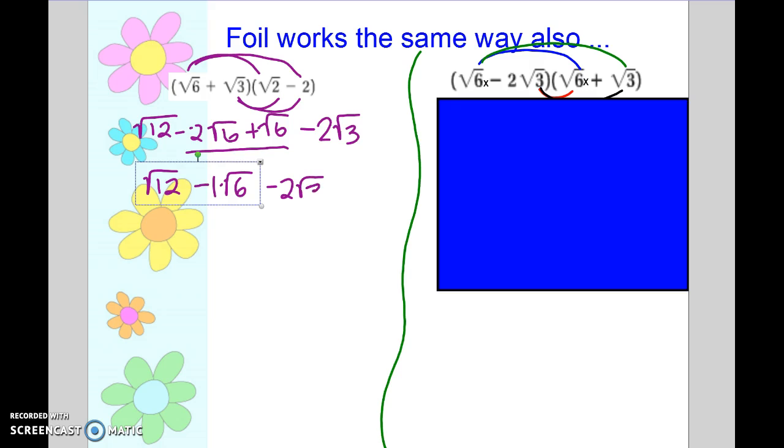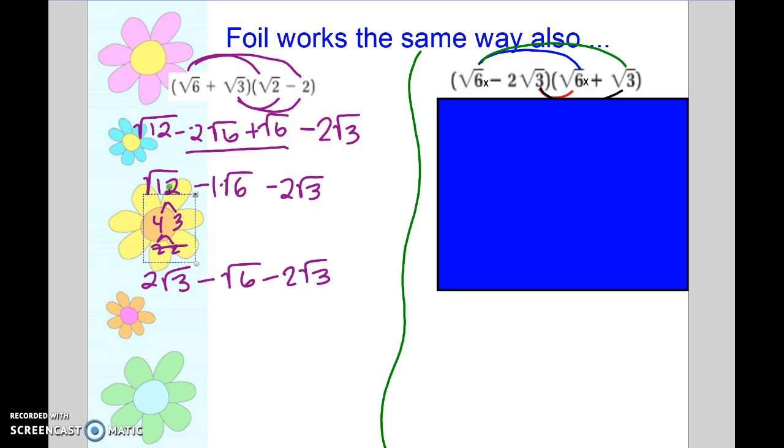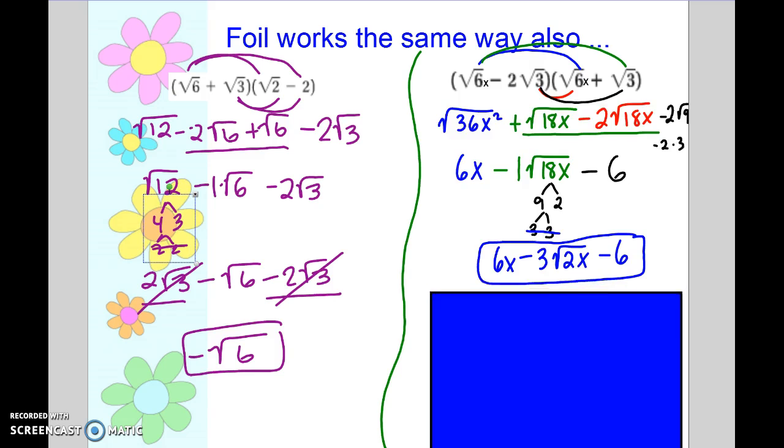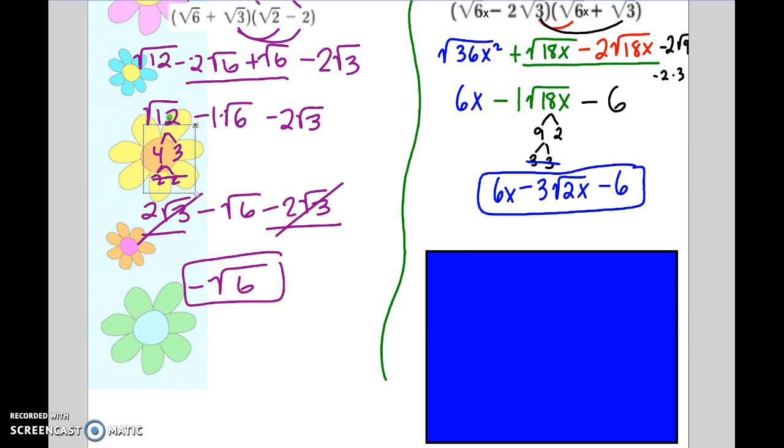minus 2 radical 3. I can also break down this 12. So I'm going to go ahead and do that. So I get 2 radical 3 minus radical 6 minus 2 radical 3. Here are another set of like terms. So those will cancel. And I'm left with just negative radical 6. Go ahead and try the one next to it. See how you do with foiling that one. Okay, so if you check your answer, oops, should have gotten that.